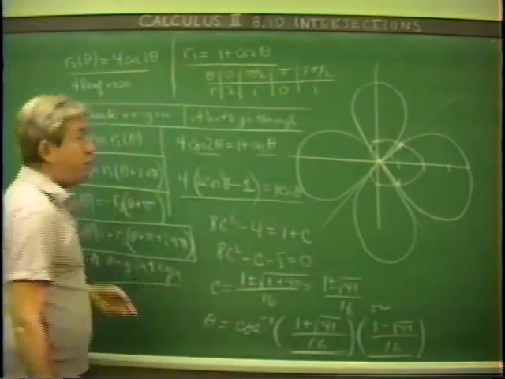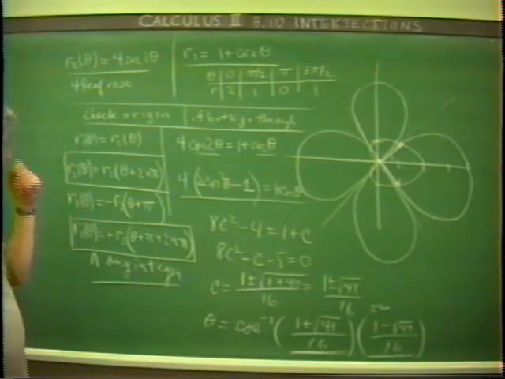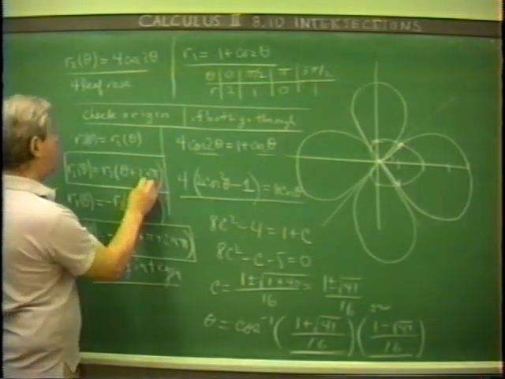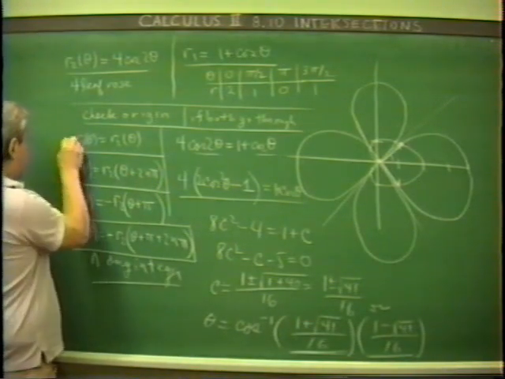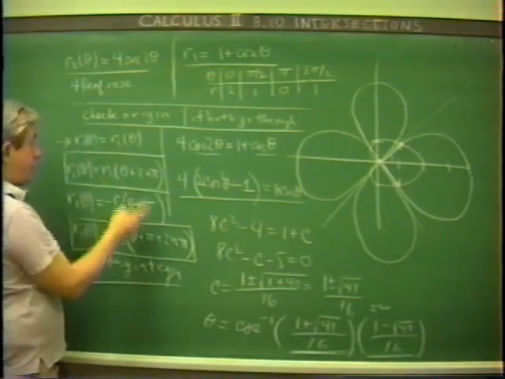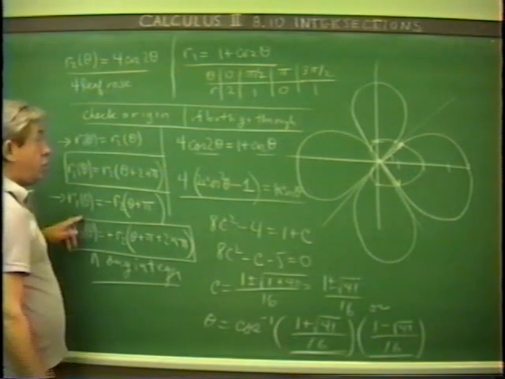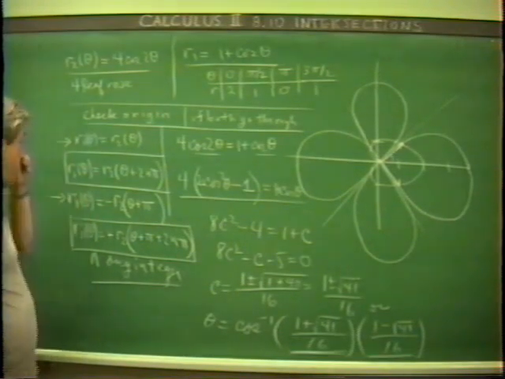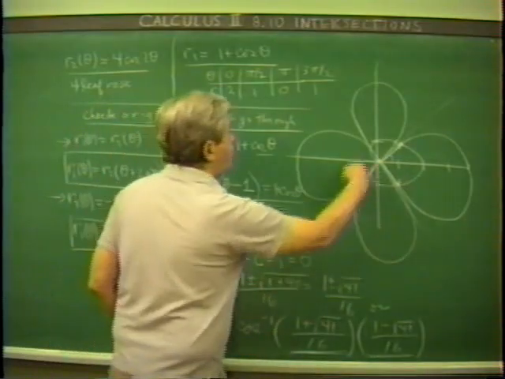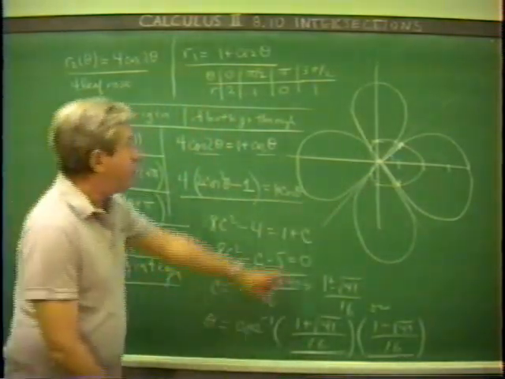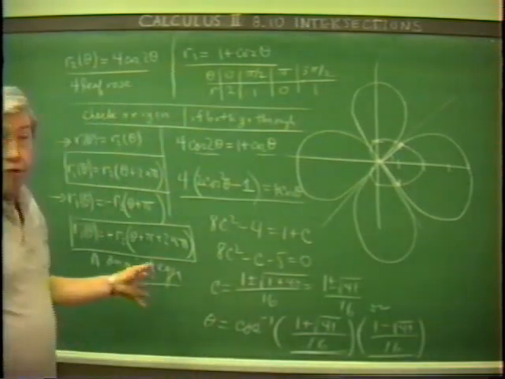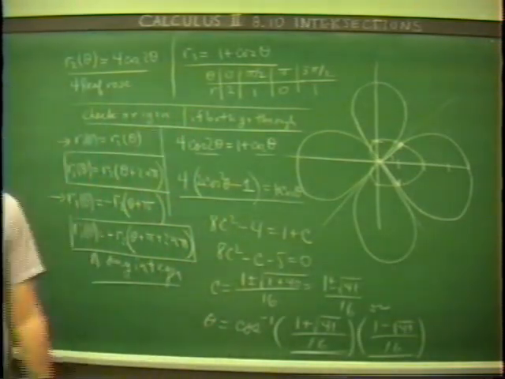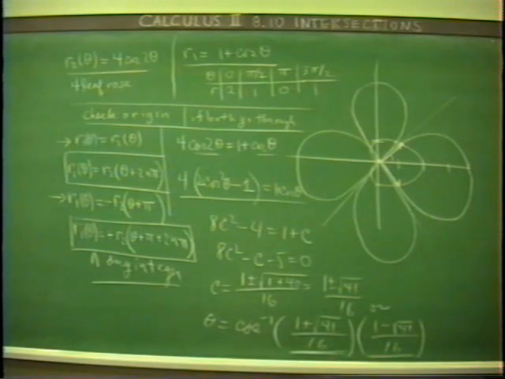Now, one thing to note is that both R1 and R2 repeat every 2 pi. So under those circumstances, you don't need to check all of these cases here. Checking this one, and this is going to give you 4 points of intersection, and this one here should do the trick. Right? So from here we presumably have found 4 of the angles where the intersection occurs. There's 4 more to go besides the origin.